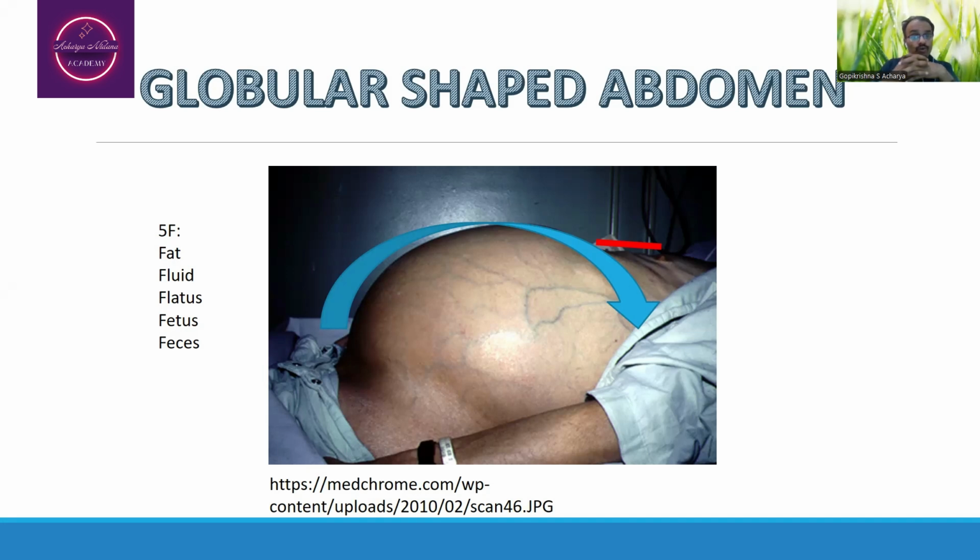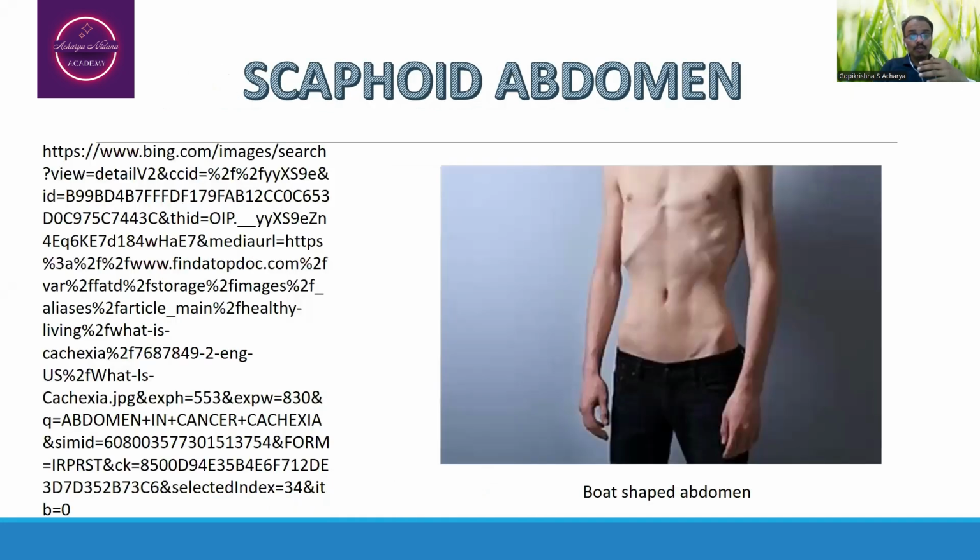Fetus. In women who are in the third trimester of pregnancy, there will be a globular shaped abdomen. And feces. Due to the accumulation of fecal matter in excess quantity, there may be a possibility of a globular shaped abdomen. So these are the conditions where we are going to see the globular shaped abdomen.